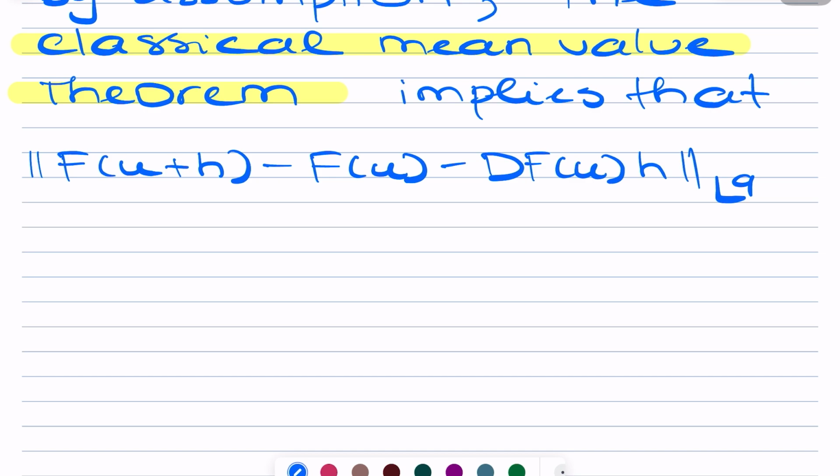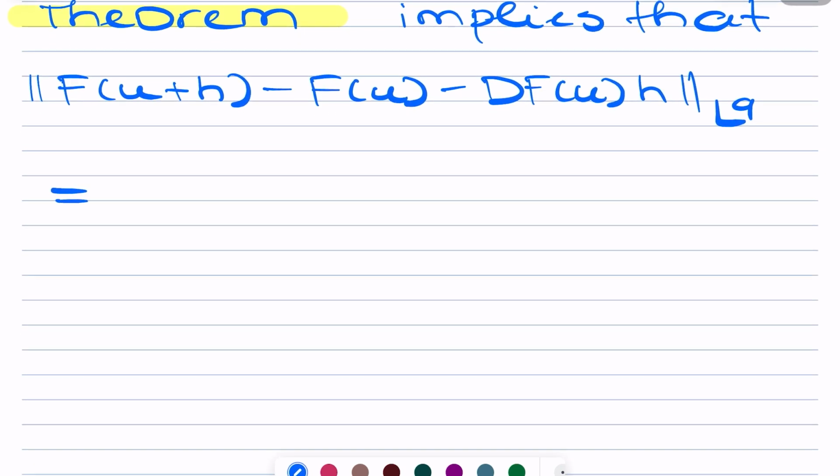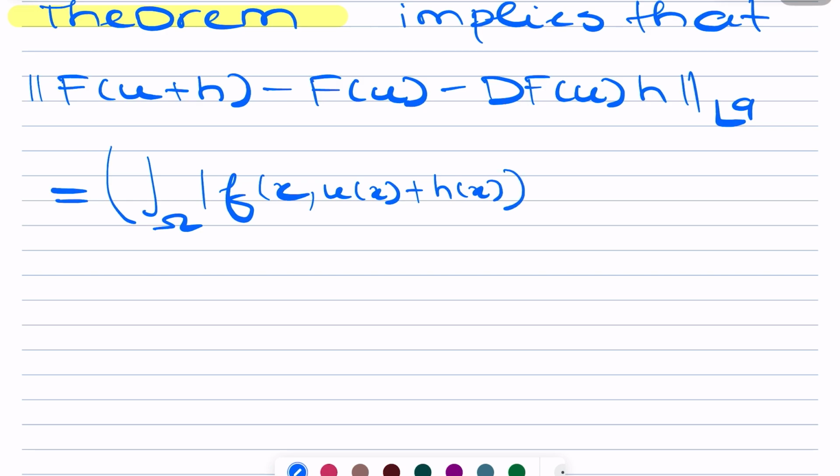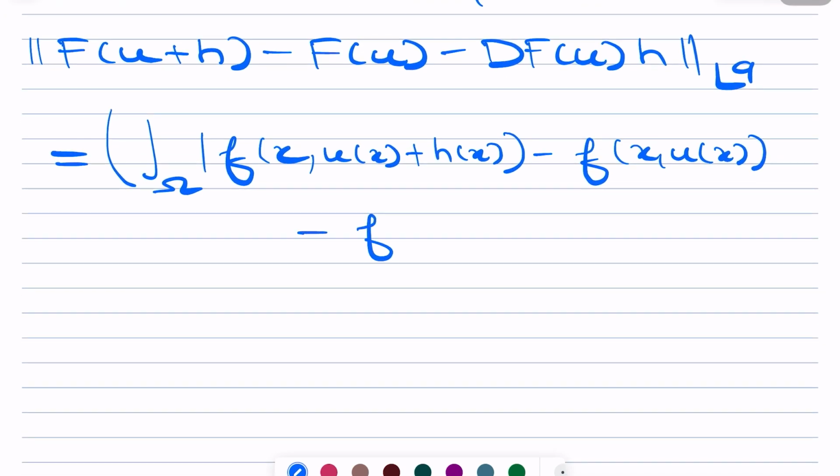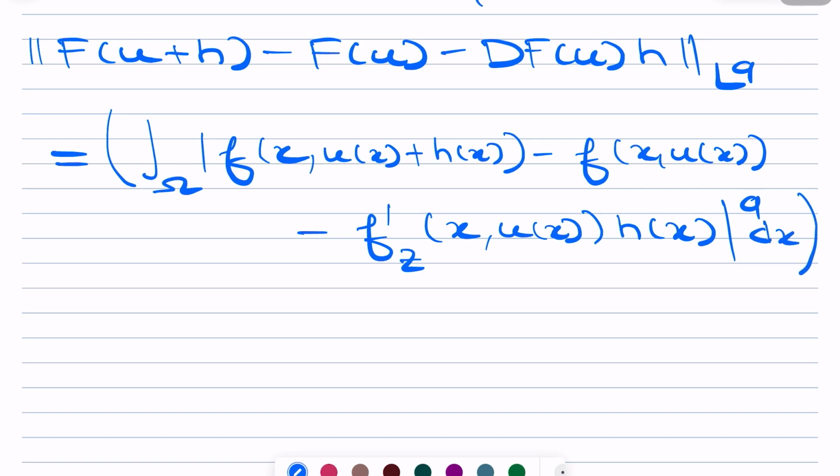Because this is basically the definition of Fréchet differential. So this is equal to, now it's only about replacing things, the integral over omega of the absolute value of f of x comma u x plus h of x minus f of x comma u x minus f prime z, the partial derivative of f with respect to z, at the point x comma u x applied to h of x, to the power q dx, and everything to the power 1 over q. This is the Lq norm, by definition.